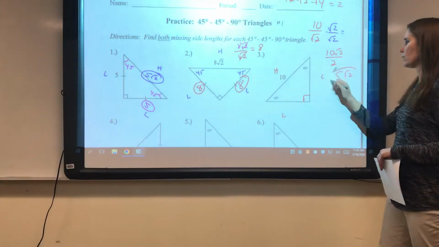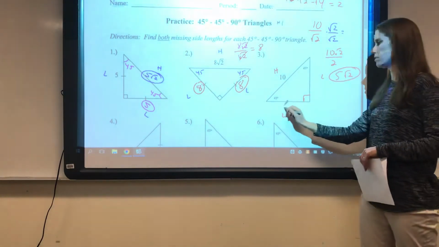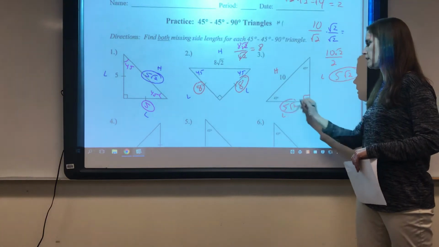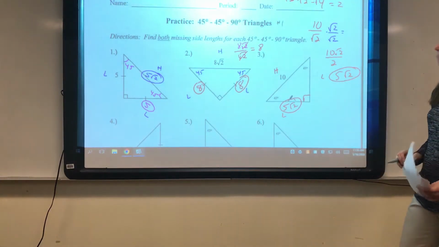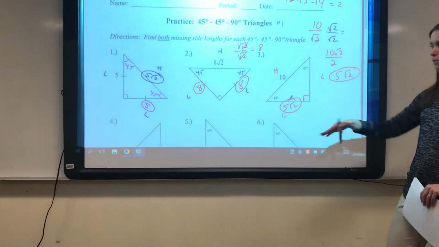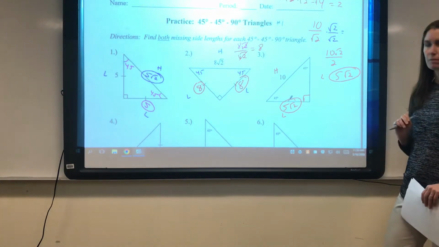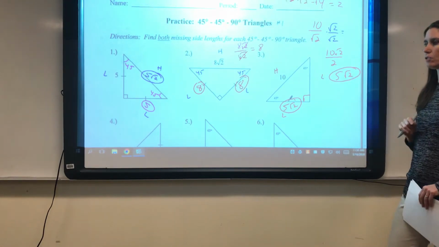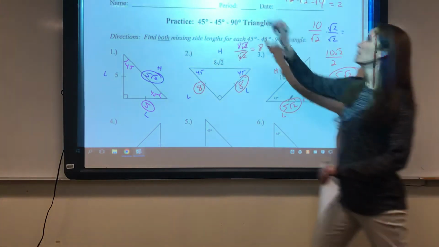Okay, so that works for this side length, and that also works for that side length. Okay, again, I want to make sure I'm labeling both sides. Let me go ahead and clear this and move it up, and we'll go ahead and try numbers 4, 5, and 6 together, and then like I said, you can try the rest of those on your own.